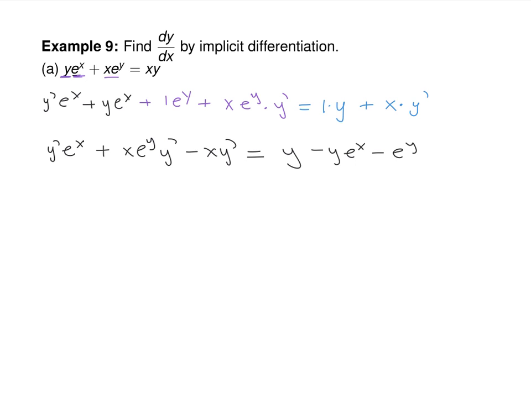You could look from step 1 to step 2 and see if you actually have all things. There are 6 terms, right? Do you see what I mean by that? And then there are 6 in the next step as well, so you can know that you've probably kept track of all of them. And now the next thing, you take out the y prime: y prime times e to the x plus x e to the y minus x equals y minus y e to the x minus e to the y.